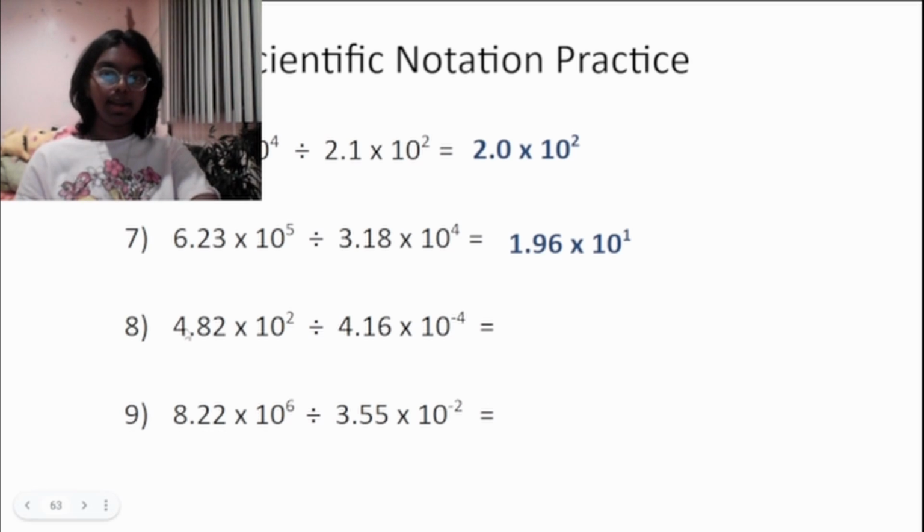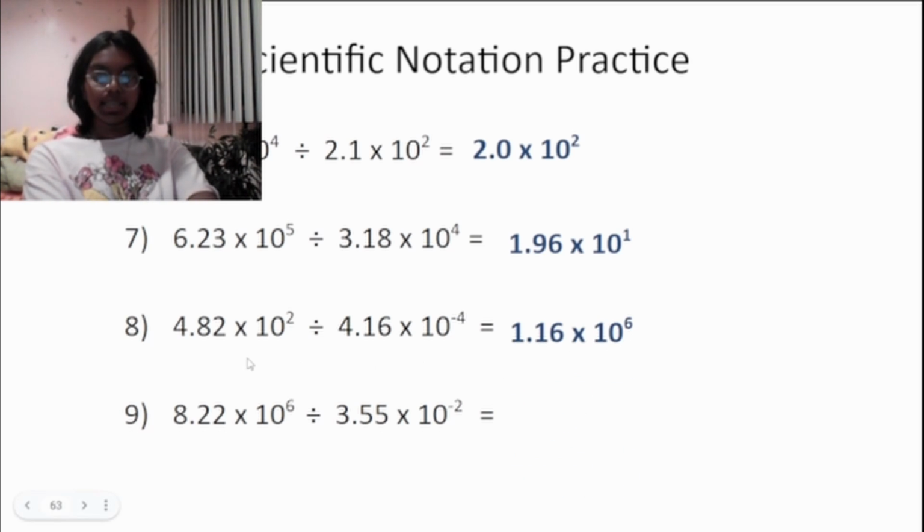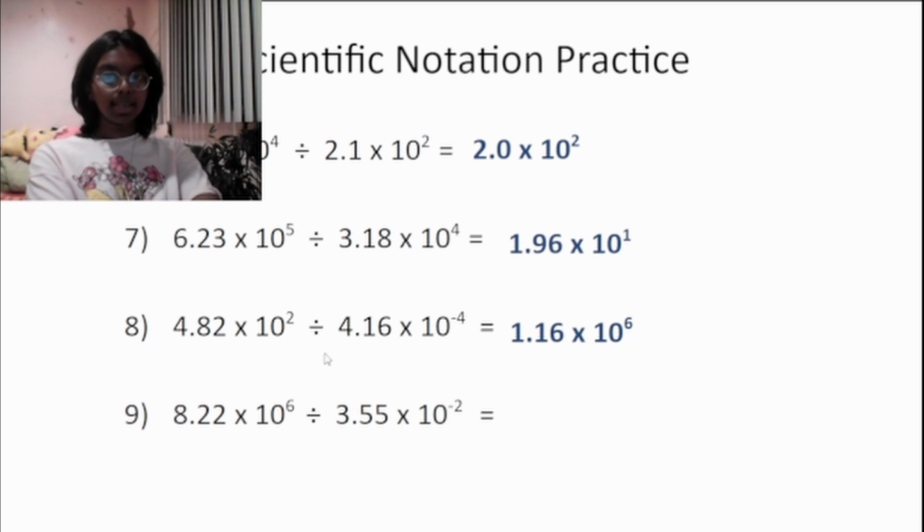Okay, number 8, 1.16 multiplied by 10 to the 6th. Okay, so 4.86 divided by 4.16 is 1.16. 2 minus negative 4 is 6. And number 9, 8.22 divided by 3.55 is 2.32, and then 6 minus negative 2 is 8.